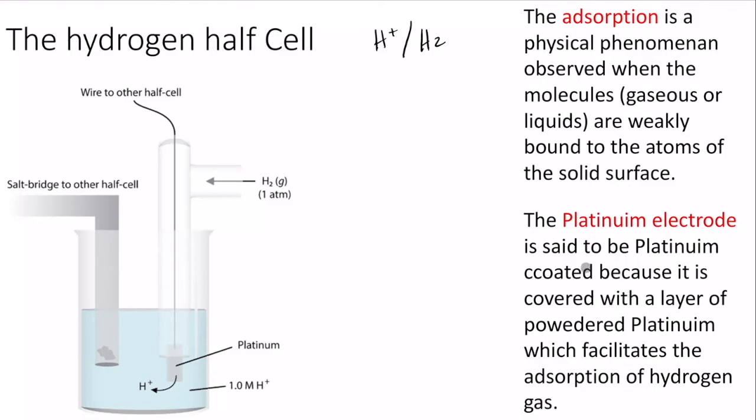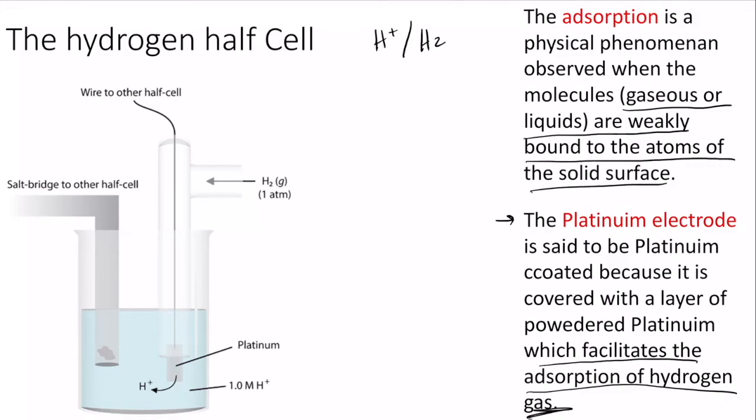As I've mentioned, it's said to be platinum, but it's coated because it's covered with a layer of powdered platinum. It facilitates the adsorption of hydrogen gas. So first, platinum facilitates the adsorption of hydrogen gas. Okay, and here we have the adsorption. What's the adsorption? It is a physical phenomenon where gaseous or liquid molecules weakly bind to the atoms of the solid surface.